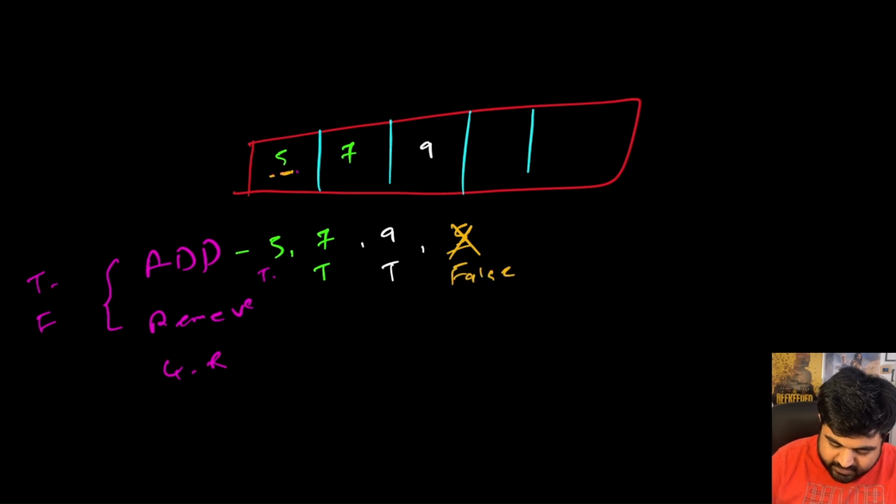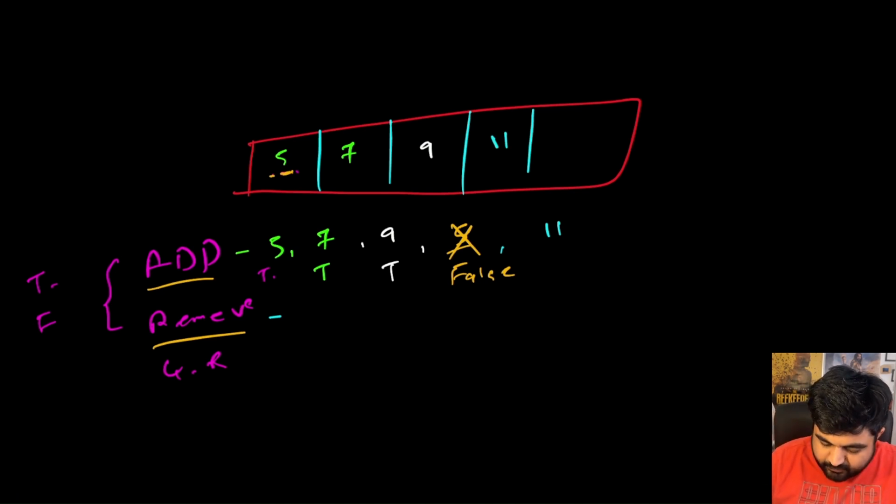So this is the logic for the add method. The logic for the remove method is also very similar. Let's assume that for this example, let's add one more value, 11. And now for remove, we are being asked to remove value number 9. So first we need to check whether 9 is present inside our data structure or not. Yeah, so 9 is present. If 9 is present, we need to remove 9.